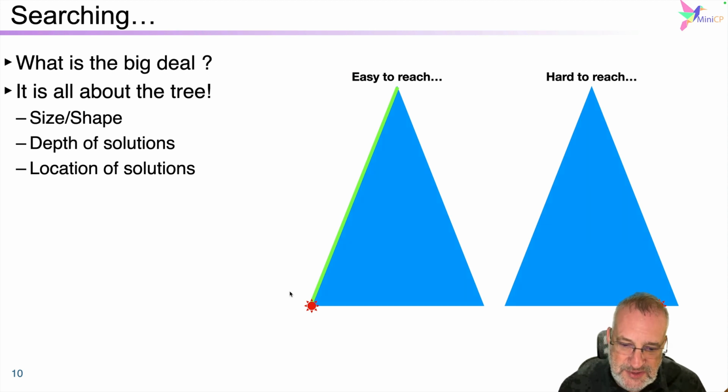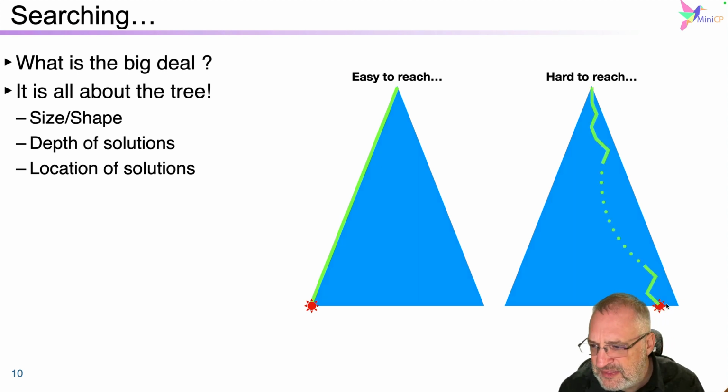Now, that may not be the case. It may happen that the solution is not there, but way further along the tree. And it might be very difficult to reach it, which means that the path that you trace to get to that solution has a lot of turns, left and right, and it's not obvious where it is. It's a hard to reach solution.